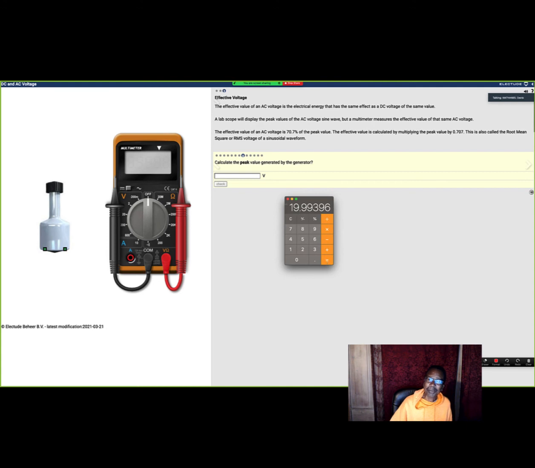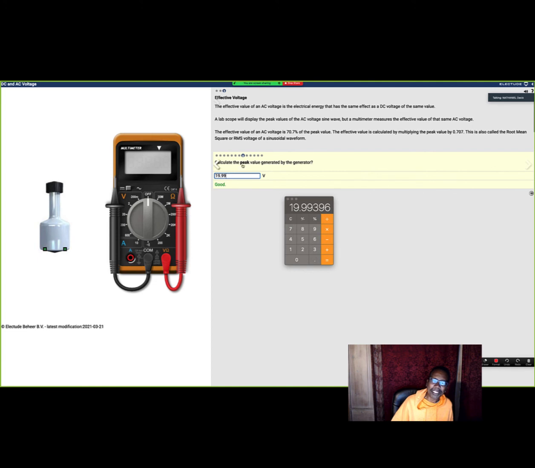If you round this off, it's about 20. Very close. Maybe that's what it is. When you round this off, that's 20. Well, try that on the answer. I'm going to try it. Yep, that's what it is.